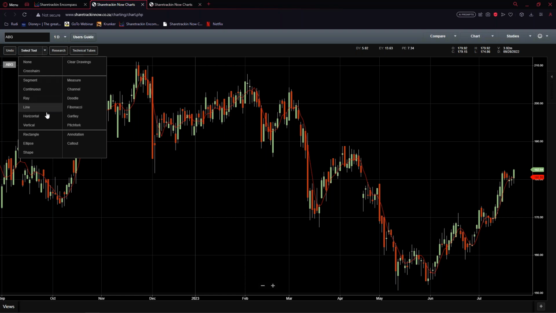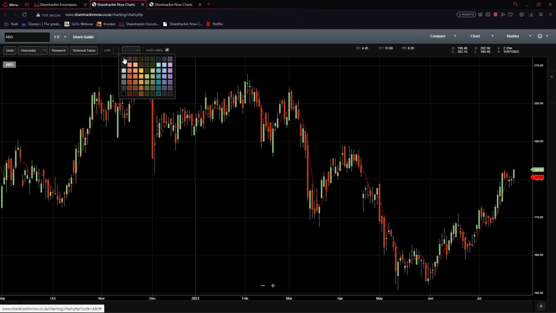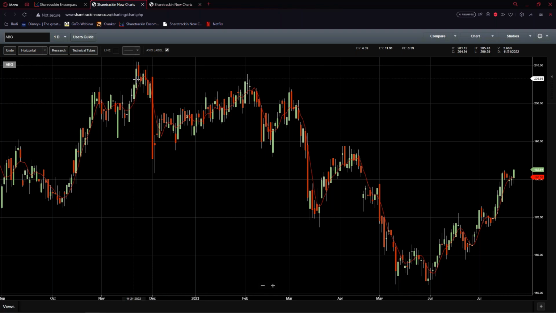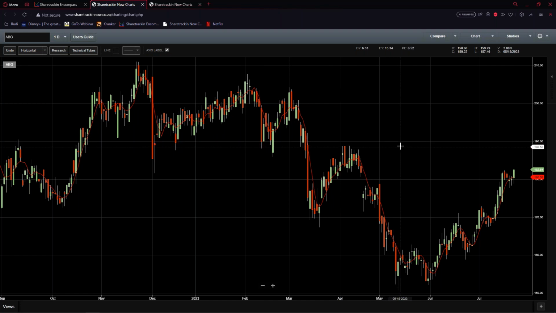So you go to select tool, you take your horizontal line, first support and resistance, and you can change it to whatever color you want. I can go with the white, I can go with the red, I can go with the green, whichever color you'd like. This is actually white, so if I click on it, you'll see that it makes a white line. Now I'm going to determine where the next level is for this share to go up to before I can start investing into it.